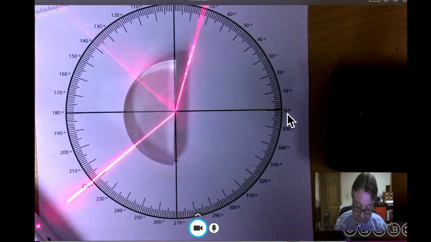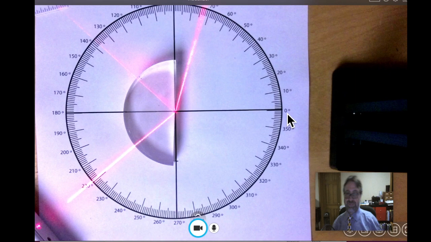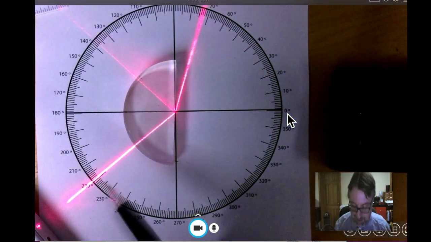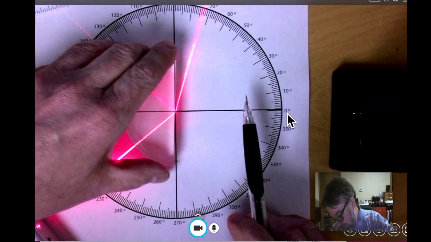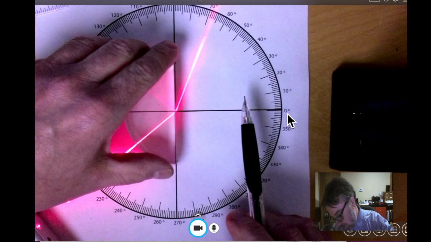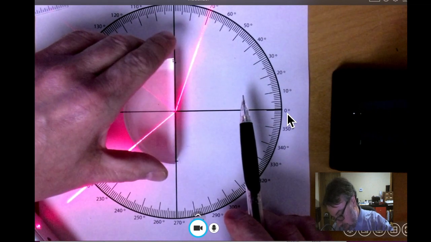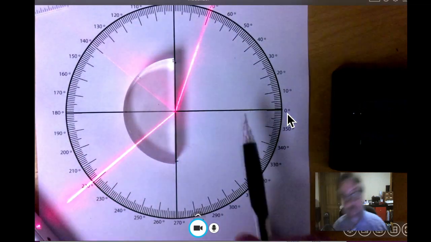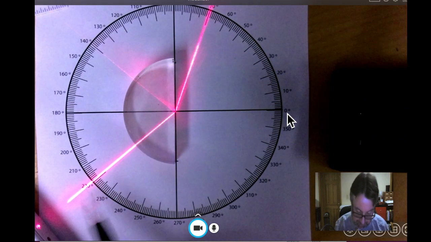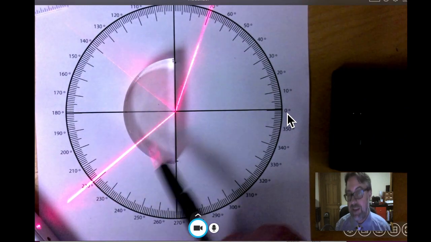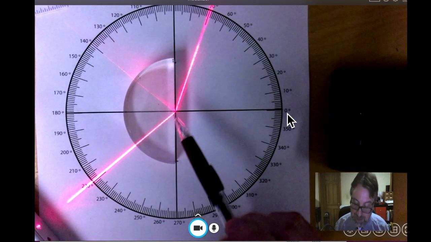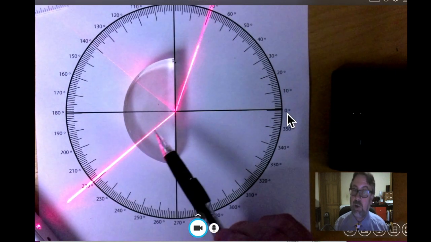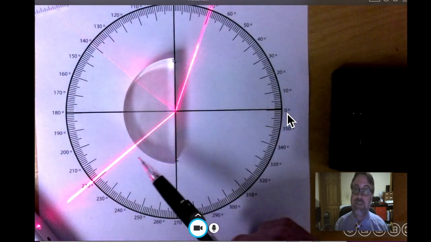Now, some interesting things are going on. Let me straighten this out. There we go. Okay. Alright, so here you'll notice that the light isn't bending going into the glass because, again, I'm making sure that it hits the center. So this is on a normal line as far as this curved side of the glass is going on.